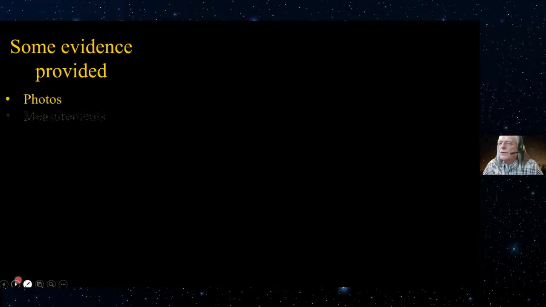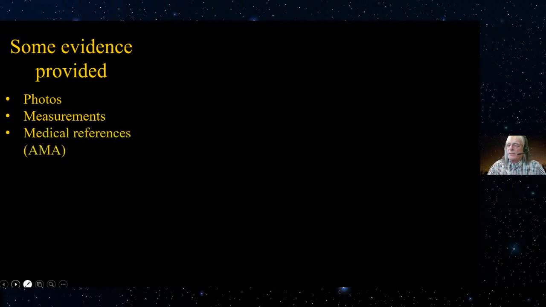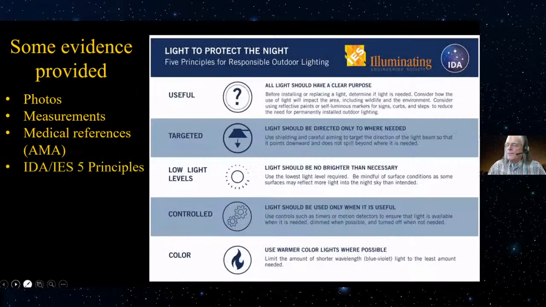So I provided photos and evidence and measurements that I made to the attorney, and medical reference. The AMA, American Medical Association, has a white paper on the dangers of light at night. I provided the five principles for responsible outdoor lighting. This was co-produced by the IDA, Dark Sky Association, and Illuminating Engineering Society, which is the American group that provides lighting standards for the U.S. And this fixture violated every one of these principles. And I rendered my opinion on it.